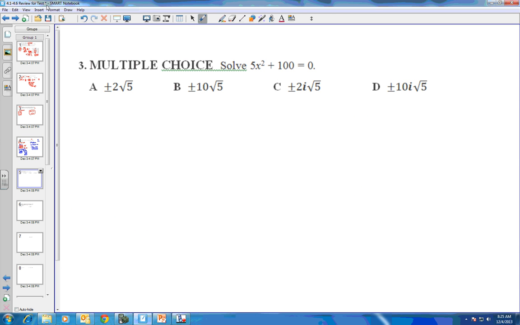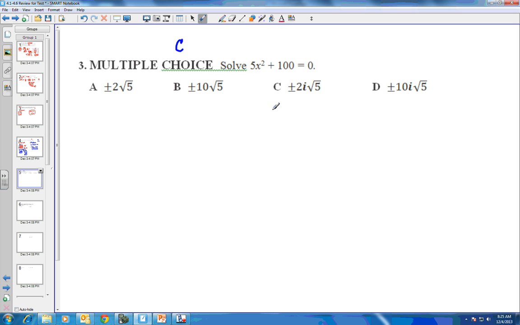Number 3. All right, this would be a calculator problem. So I'm supposed to solve 5x squared plus 100 equals 0, and it doesn't tell you what method to use. This is actually the square root property. Okay, if I have 5x squared plus 100, the first thing I'm going to do is isolate our x squared. There's actually lots of ways we can do this.